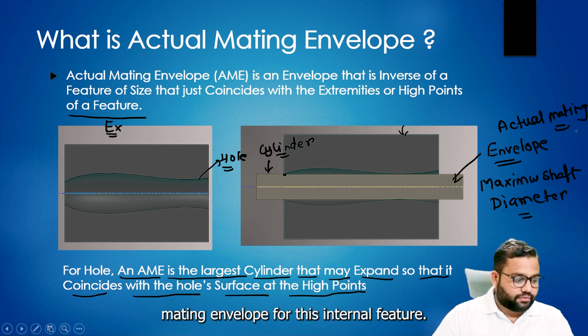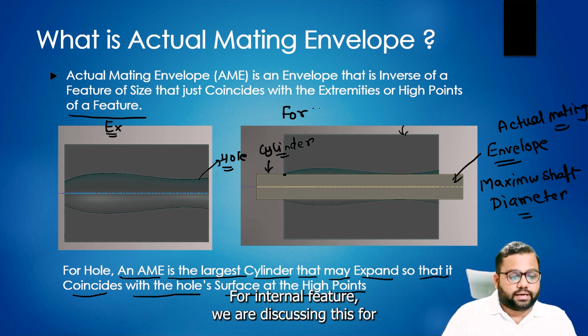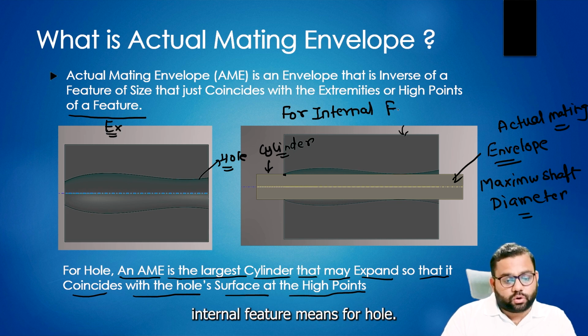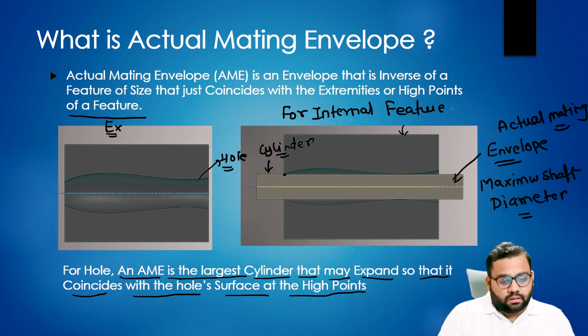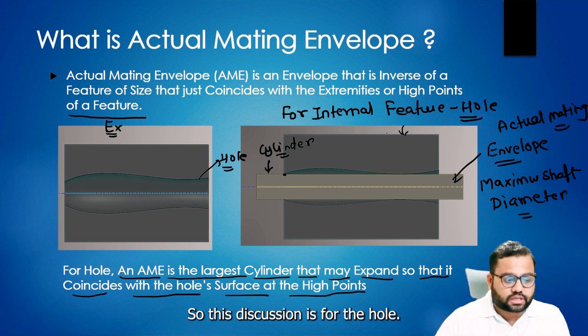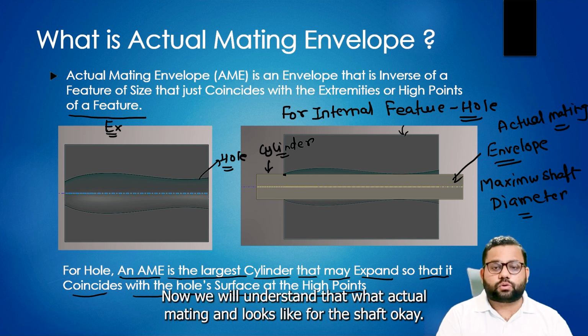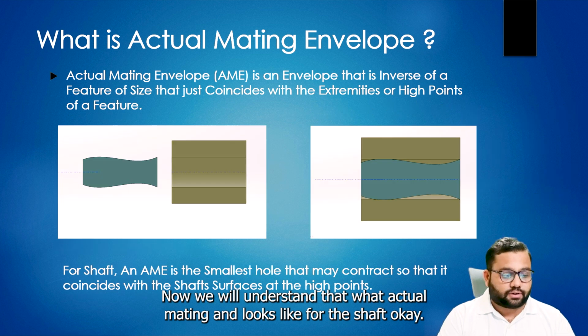This is the actual mating envelope for this internal feature. For now we are talking about the internal feature. Internal feature means hole, so this discussion is for the hole. Similarly for the shaft, now we will understand what the actual mating envelope looks like for the shaft.